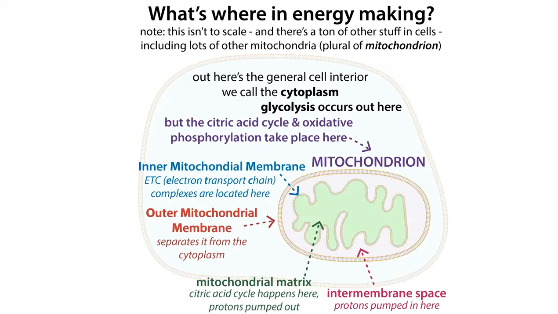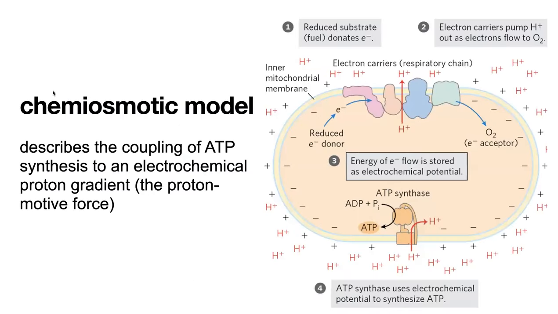Going back to our big story, though, let's talk about how we're going to use the mitochondria and use that compartmentalization as a way to power the production of ATP. There's this chemiosmotic model. This is going to describe the coupling of ATP synthesis to the electrochemical proton gradient. So that's that gradient we were talking about before.